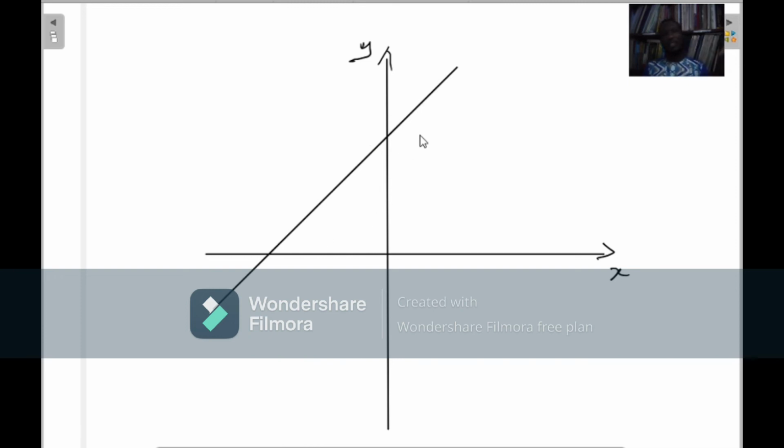To find the gradient of this line, it's just like the first formula we did. You find any 2 points on the line, say A and B, and you trace these points to the x-axis and to the y-axis. So let me call here x1, x2, this is y1, and then y2.